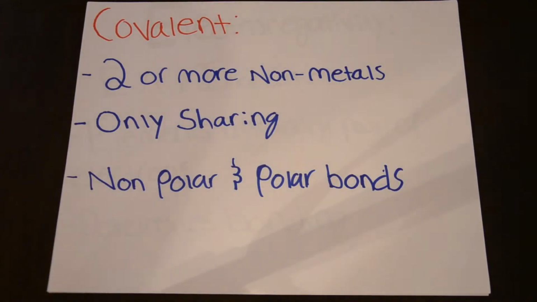Now let's talk about another type of bond, and that's the covalent bond. A covalent bond is basically a bond between two or more nonmetals, and they're only sharing. Covalent bonds never give away electrons. None of the elements give away electrons, they only share. There are two types of covalent bonds: nonpolar and polar, which I'll talk about in another video.